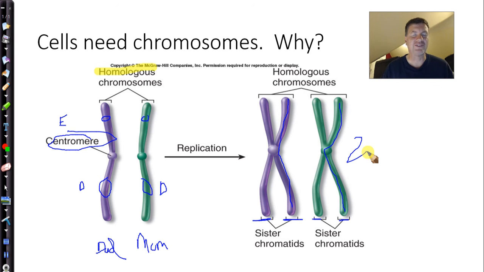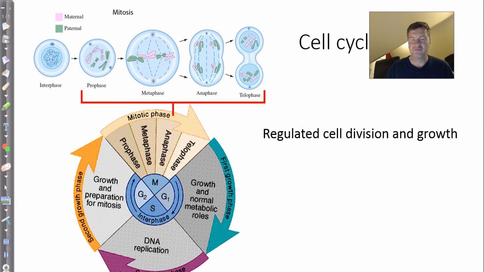So the task is going to be, when we create new cells, we need to make sure that a cell gets a purple copy and a green copy in one cell, and a purple copy and a green copy in the other one, so they will be exactly alike. So let's get an idea how this works.